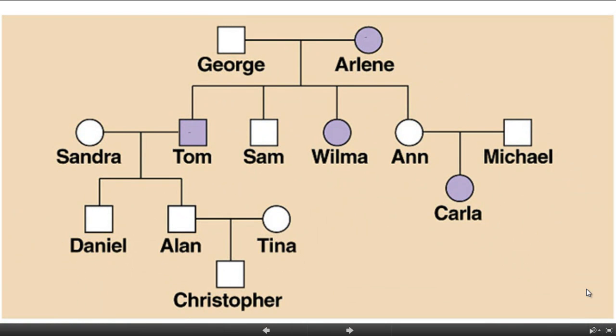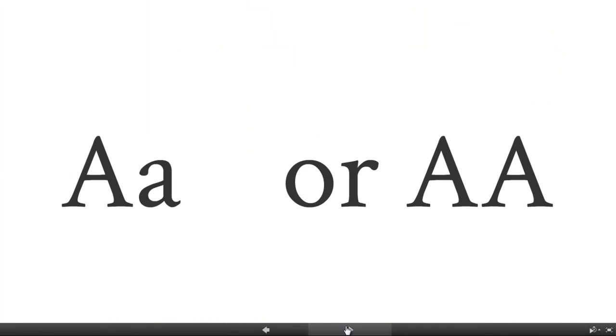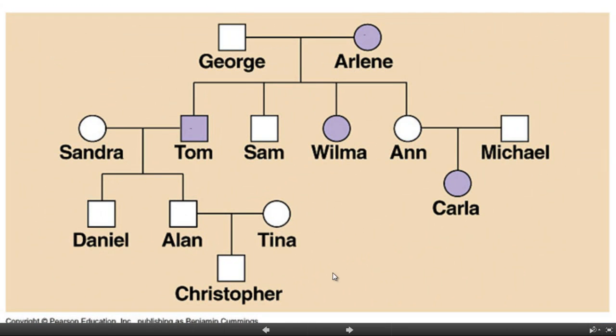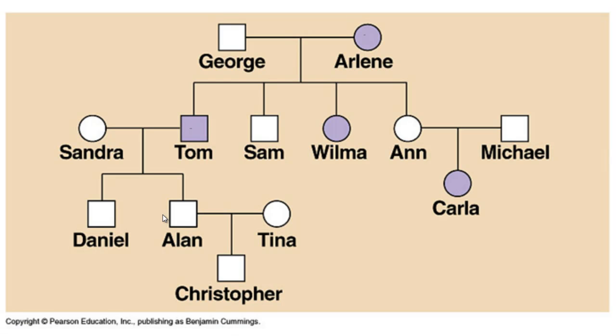Another individual that we might want to find the genotype of is Sandra. We actually can't tell what her genotype is. She could be heterozygous or she could be homozygous healthy in this instance. The reason you can't tell is if you look at her two kids, Daniel and Alan, they don't have the disease, and therefore we can't tell whether those individuals are heterozygous, for instance.